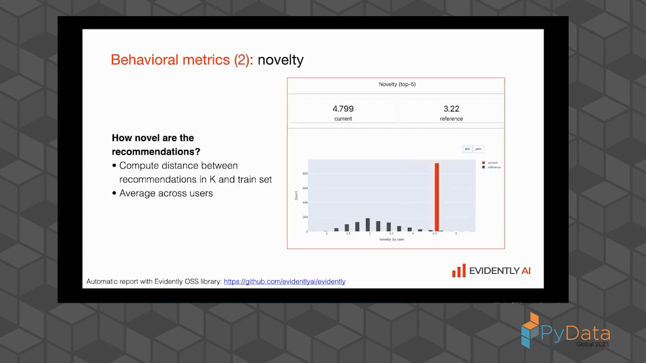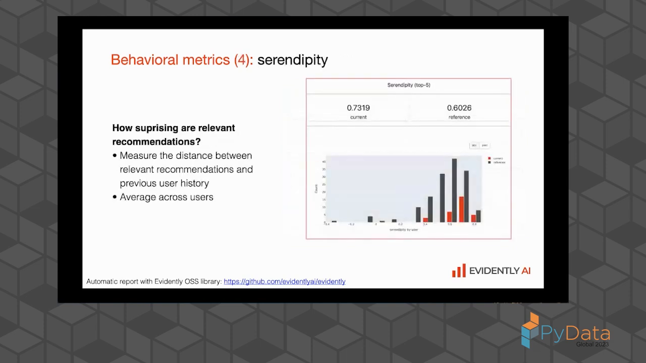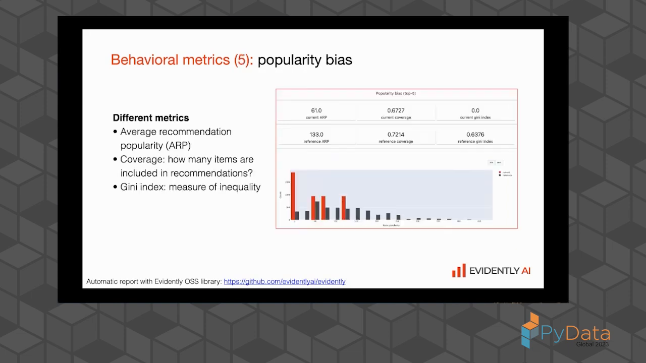So here is the diversity, novelty: how novel are the recommendations compared to what the user had in the training set, or compared to the previous interactions of the user. There is personalization, so we can measure the overlap between the different users' recommendation lists. There's also serendipity. If you know that your user prefers surprising recommendations and you don't want to recommend the second Harry Potter to users who already saw the first Harry Potter, then serendipity is your metric to make sure you do not do that.